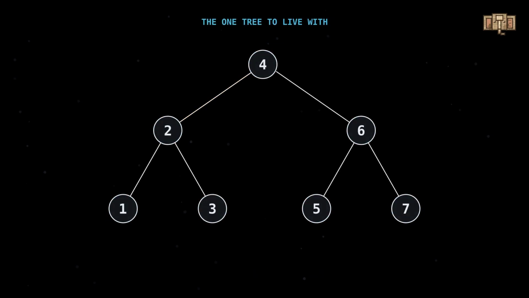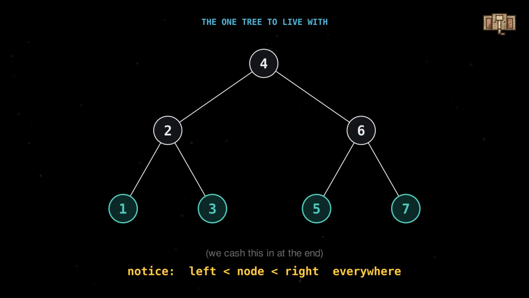Here is the one tree we will trace everything on, so keep it in front of you. The root holds 4. Its two children are 2 and 6. Under 2 sit 1 and 3, and under 6 sit 5 and 7. The 4 boxes along the bottom hang nothing, so they are the leaves. Notice that everything to the left of a node is smaller, and everything to the right is bigger. Hold that thought because we cash it in at the very end.